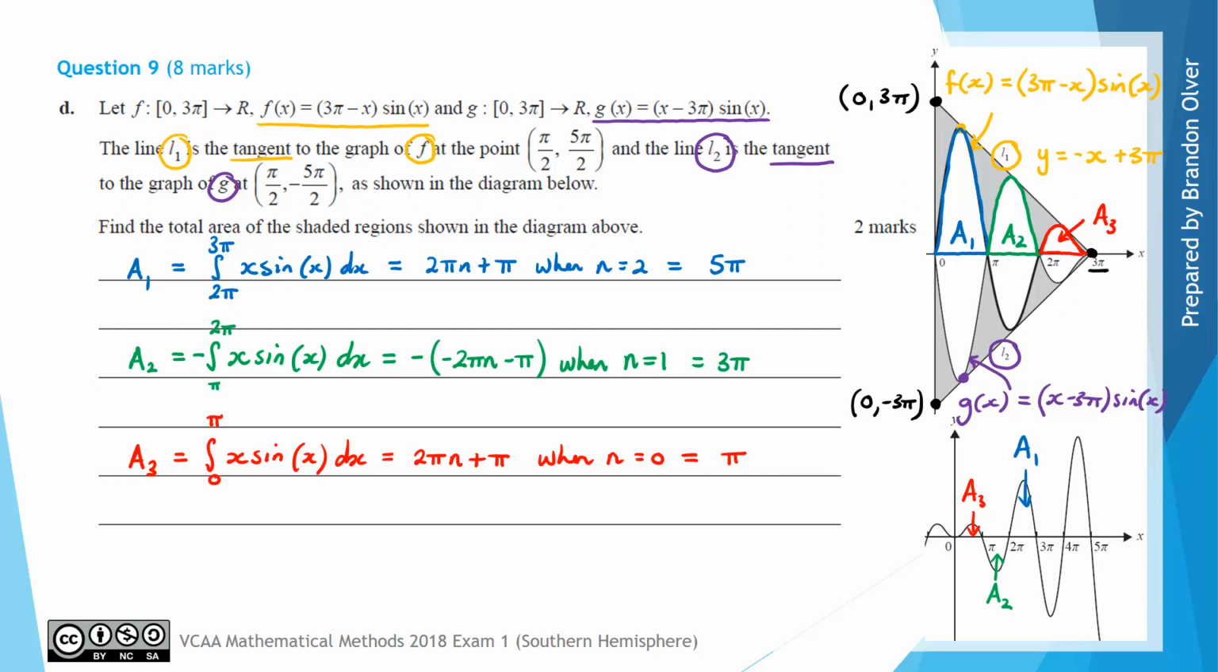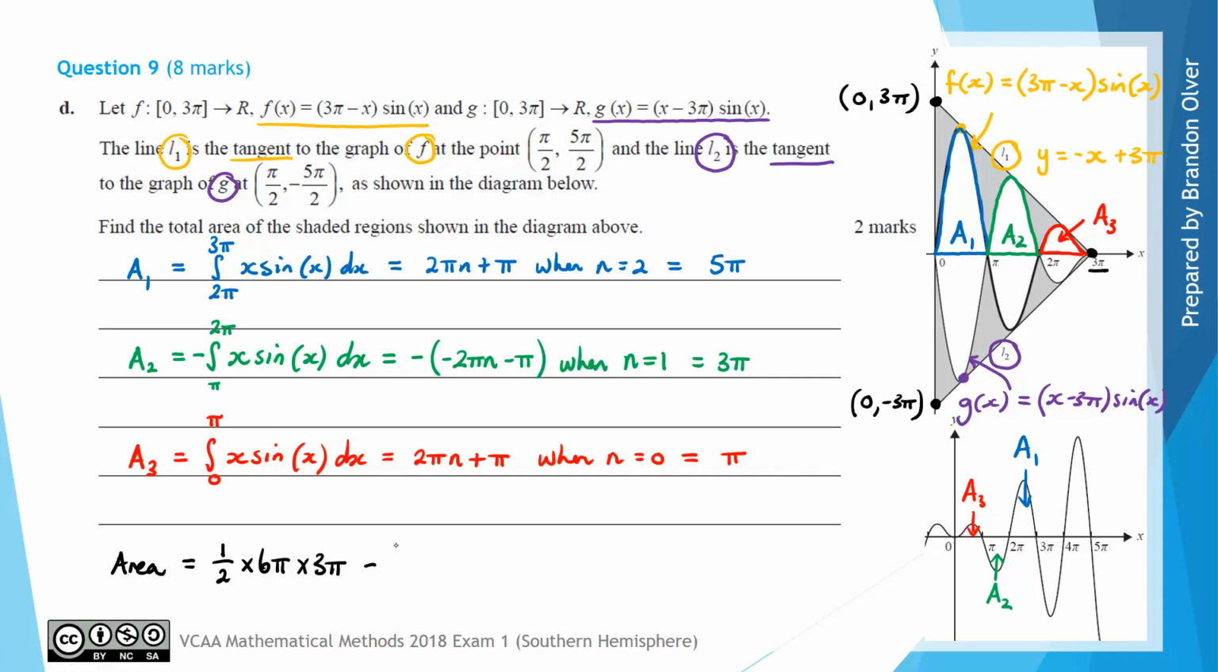So now we need the area of the triangle, and we need to subtract 2 lots of each of those areas to get the shaded region. So the area of the shaded region, which is what we're asked to find, is going to equal the area of the large triangle, subtract away 2 lots of each of those areas, A1, A2, and A3. So the large triangle has a base that goes from negative 3 pi to positive 3 pi on the y-axis, so that's going to be 6 pi. So we're going to have a half times the base of 6 pi, and then the height of the triangle is the length along the x-axis, which is 3 pi.